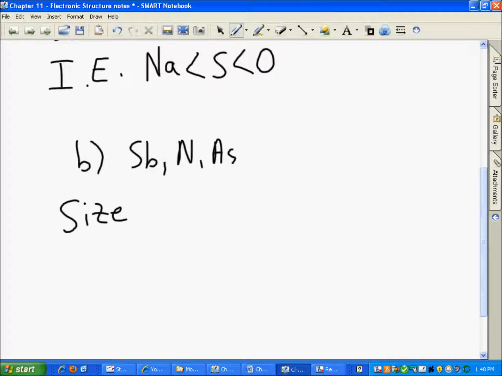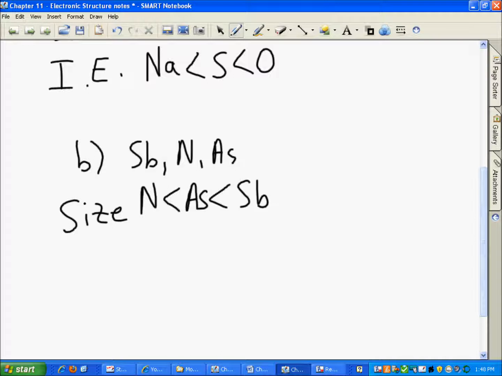As you go down the periodic table, what's happening to the orbitals? Are the orbitals getting bigger or smaller as you go down the periodic table? Bigger. They're getting bigger as you go down the periodic table. So Sb is bigger than N. And what about As? As is smaller than Sb. And As is going to be bigger than N. So the smallest is at the top, and as you go down, they get bigger.